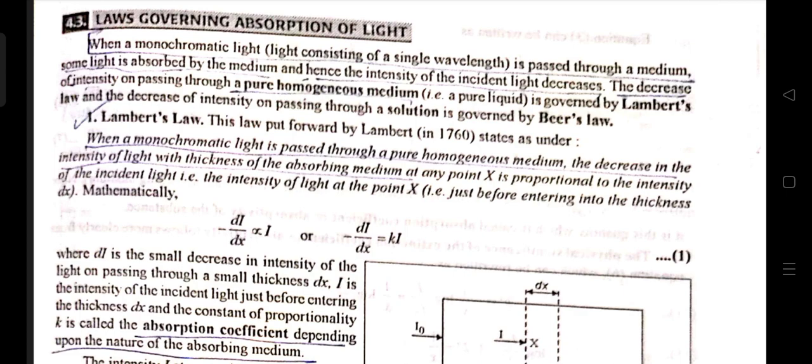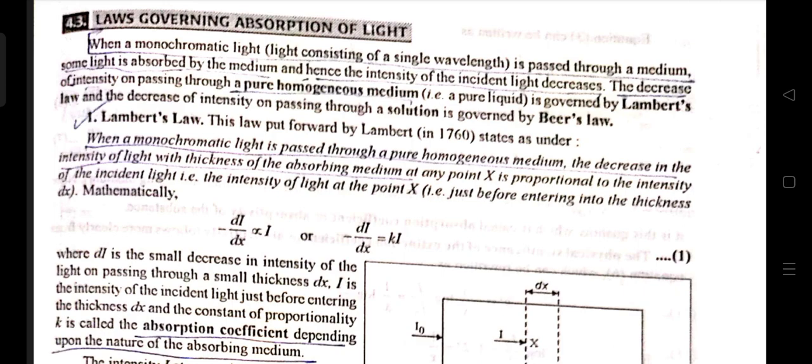So first, Lambert's law. This law was put forward by Lambert in 1760. It states as under: when a monochromatic light is passed through a pure homogeneous medium, the decrease in the intensity of light with thickness of the absorbing medium at any point x is proportional to the intensity of the incident light, that is the intensity of light at the point x, just before entering into the thickness dx.